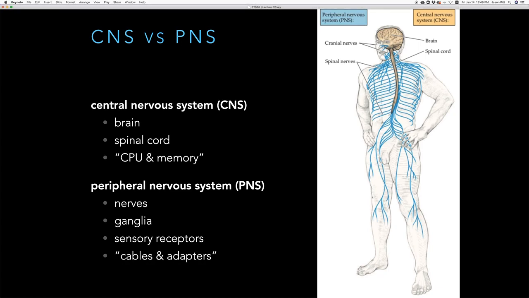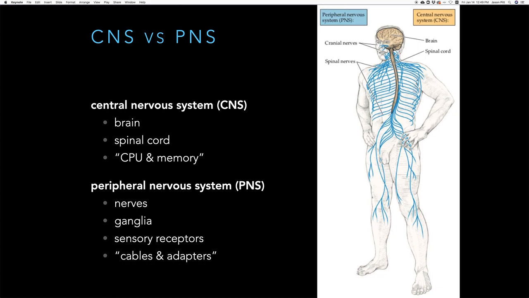The brain is more involved with the processing and storage of information, but a little bit of processing goes on in the spinal cord. Mostly the spinal cord acts as a relay, though, between the brain and the peripheral nervous system. The peripheral nervous system is made up of mostly nerve fibers, although there are bundles of neurons that live throughout the body. We call those collections of neurons ganglia.